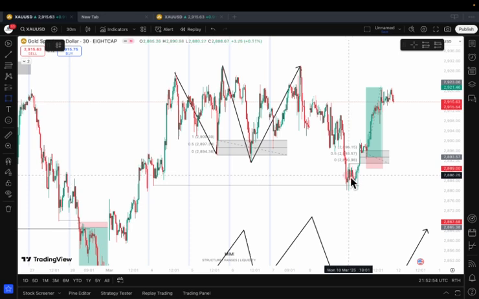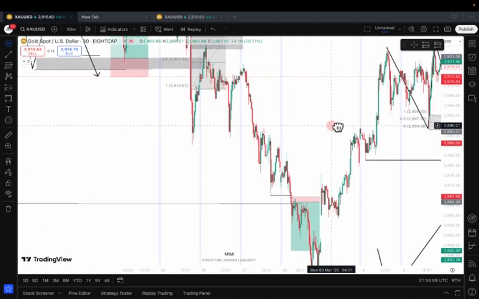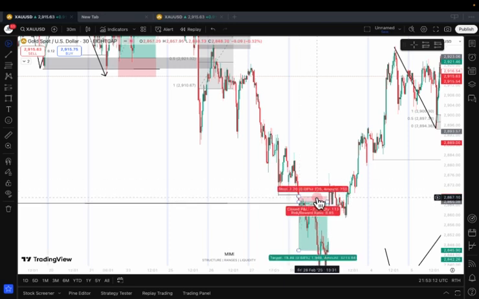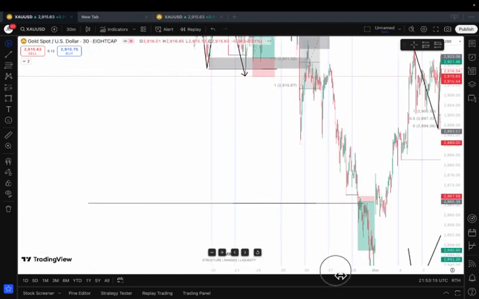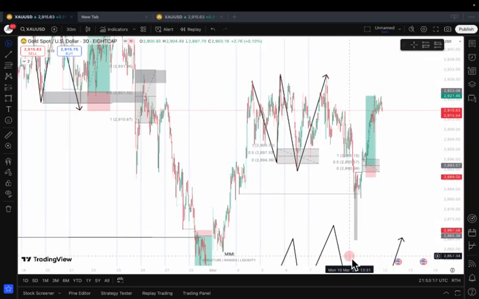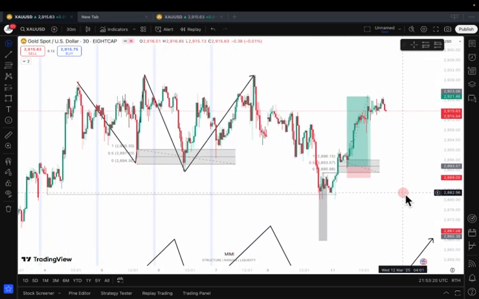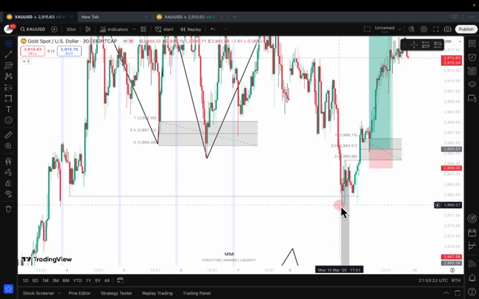For example, if it comes here and it takes it out like this with the body of the candle, and you have your mitigation block here, you are free to sell. Example, this one here, you're free to sell. You close this with the body, but if you close with the wick like it did here and it comes above it, you are free to buy with continuation.